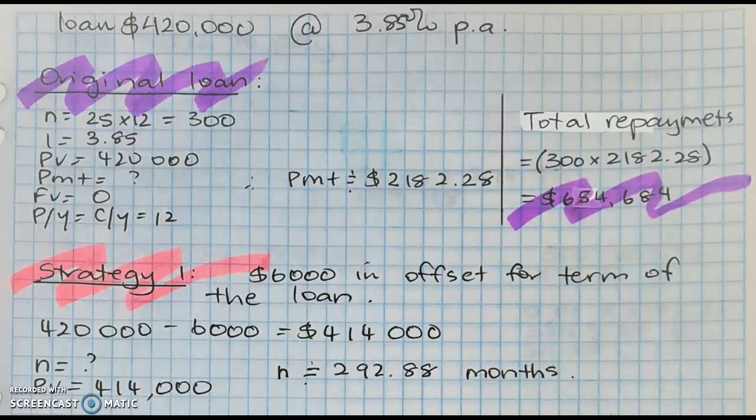It's not a very exciting video, but it basically just talks you through a way of using an offset in your assignment. So I'm imagining that I have a loan of $420,000 at 3.85% per annum.